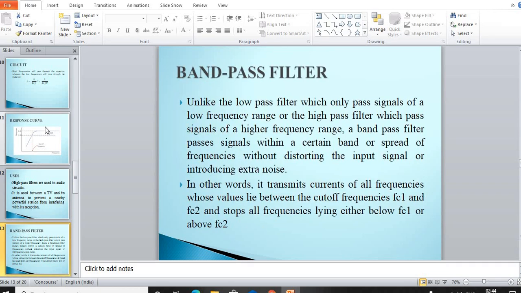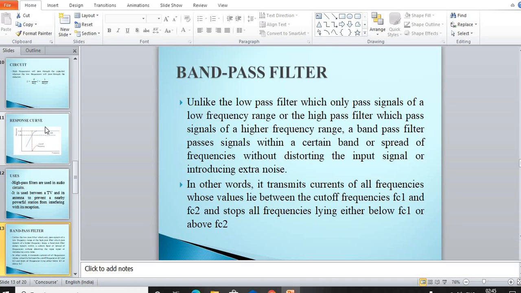The next type is band pass filter. Unlike the low pass filter, which only passes signals of a low frequency range, or the high pass filter, which passes the signals of a high frequency range, a band pass filter passes signals within a certain band or spread of frequencies without distorting the input signal or introducing extra noise.